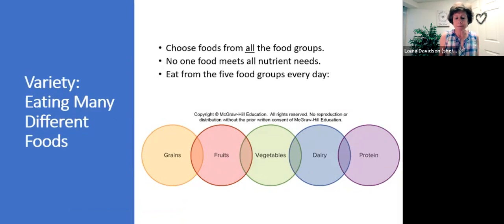So variety describes eating foods from all of the food groups. And this is important because you are more likely to meet your nutrient needs if you choose from all of the different groups. You'll find through your study of nutrition this semester that fruits, for instance, are rich in nutrients that are often quite different from what you find in dairy or what you find in protein. So to meet your nutrient needs across the board, you also need to choose from all of these groups.